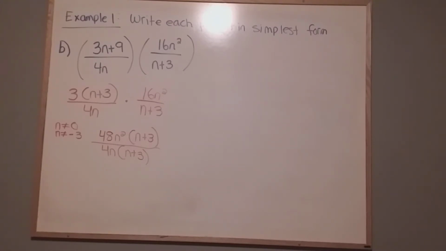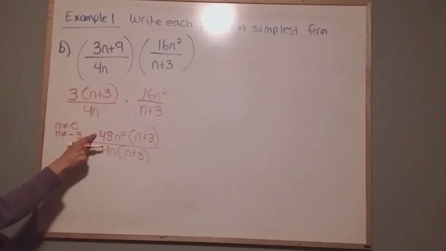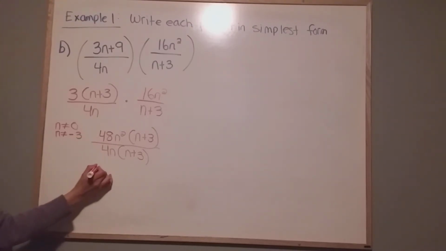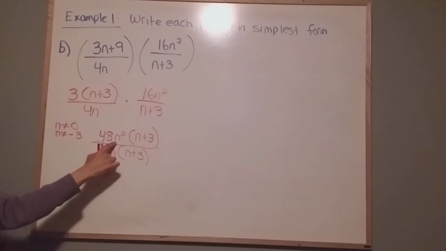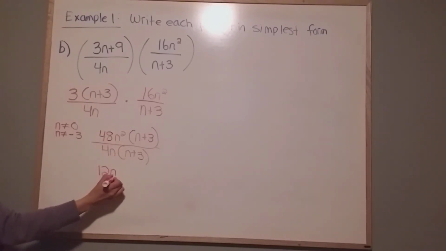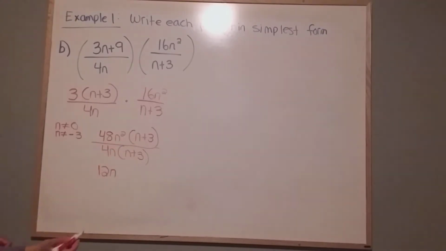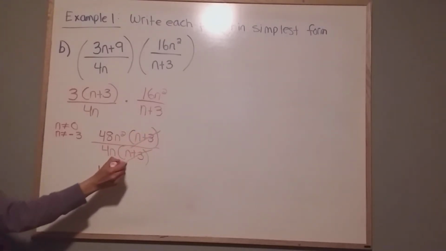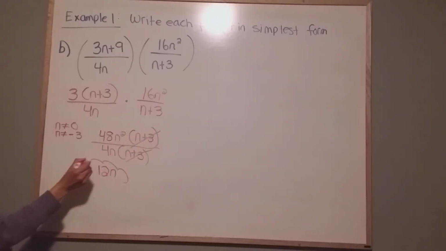When you reduce, you have to make sure you are canceling out binomials with binomials and monomials with monomials. So 48 divided by 4 gives me 12. N squared divided by n gives me n. And these two factors are identical, so they're going to cancel each other out. So your final answer is going to be 12n with the restriction of n cannot equal 0 and n cannot equal negative 3. So that is your final answer to this question.